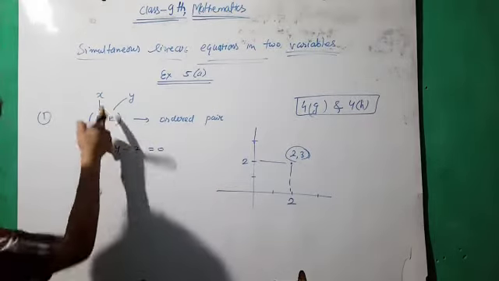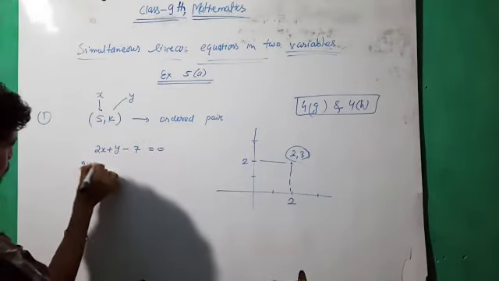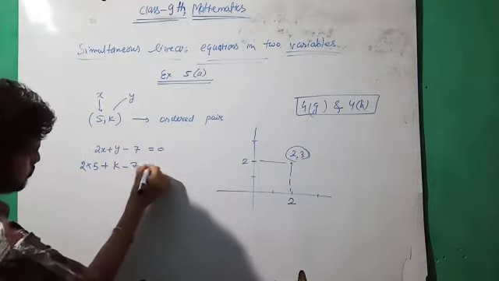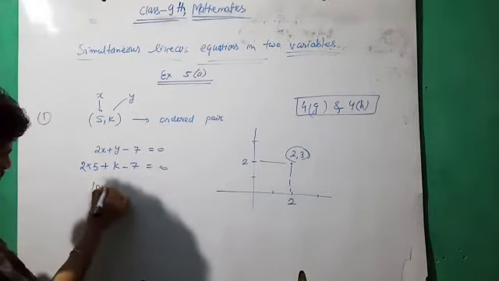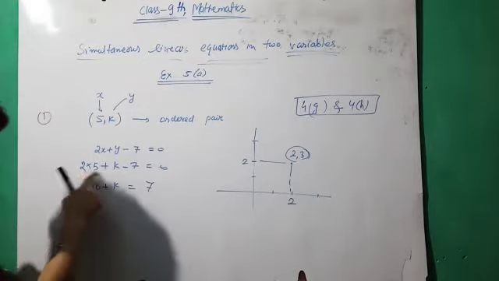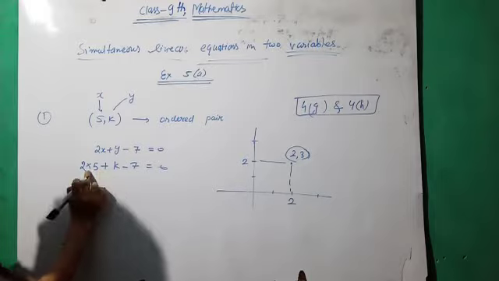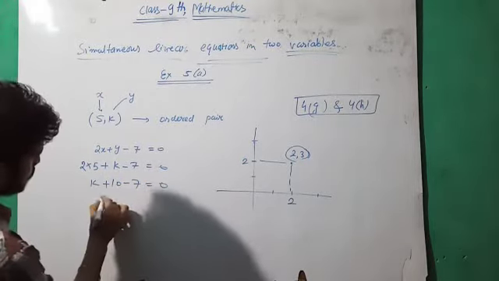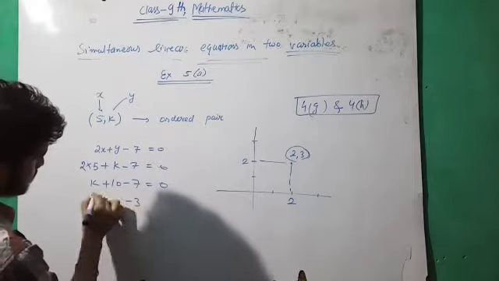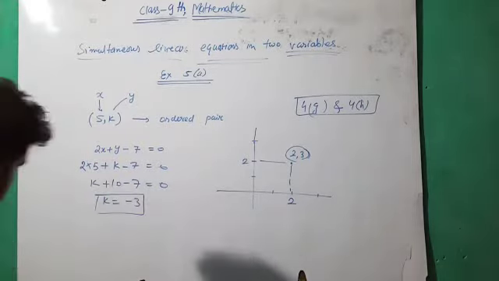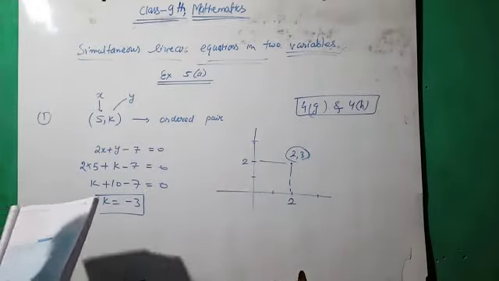Yes. So 2 into 5 plus y, which is k, minus 7 equal to 0. So 10 plus k minus 7 equal to 0. 10 minus 7 is 3, so k plus 3 equal to 0, and k equal to minus 3.